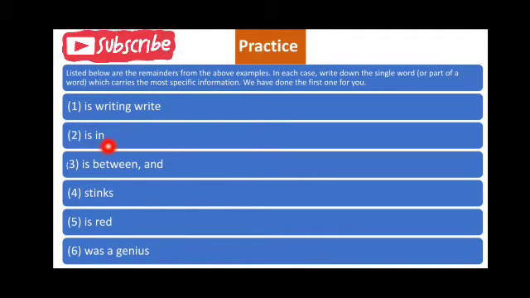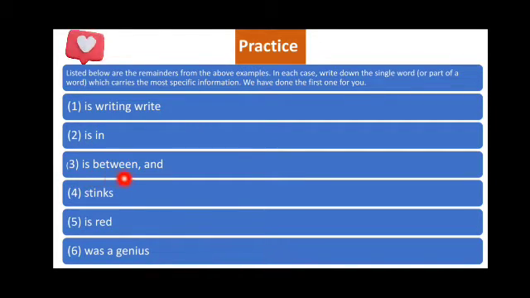Second, is and in. Even if is is missing, still the concept and the proposition would be given by the preposition in. For example, if we say Adnan in the kitchen, still the concept is given. But if we say Adnan is the kitchen, that does not give any proposition. So the specific information is given by the preposition in, not by the auxiliary verb is.